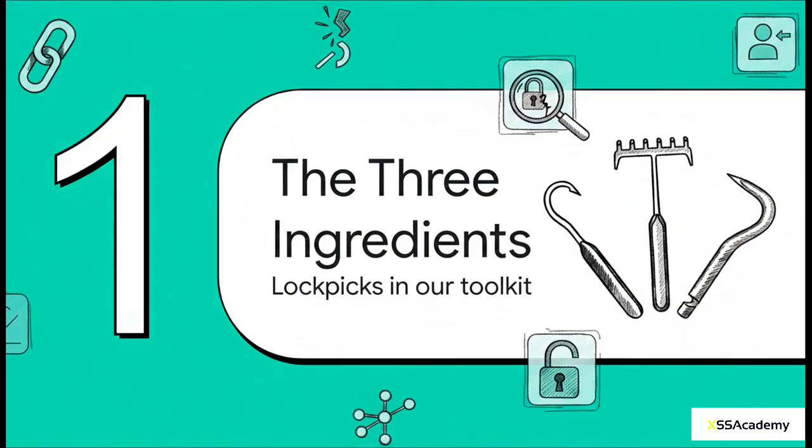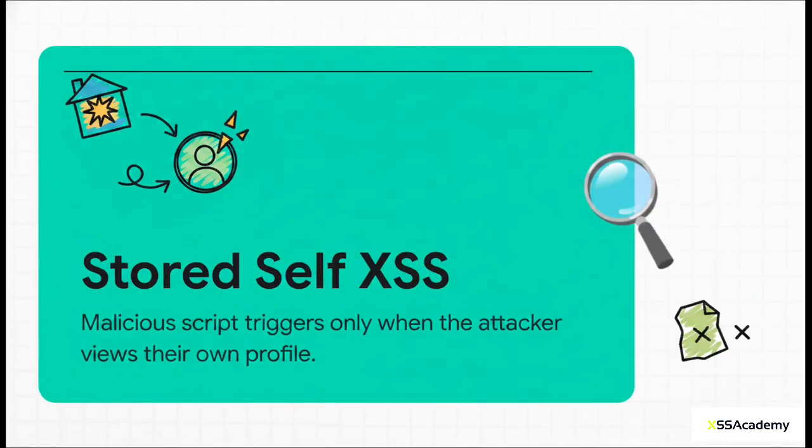Section 1. The 3 ingredients. Before we execute this heist, we really need to understand the 3 specific lockpicks in our toolkit. Ingredient number 1 is stored Self-XSS, or cross-site scripting. Think of this like setting a booby trap, but literally inside your own house. You hide a malicious script on a web page, but because of how the site works, it only triggers when you view your own profile. And on its own, Self-XSS is usually totally ignored by security teams because, well, you're essentially just hacking yourself.